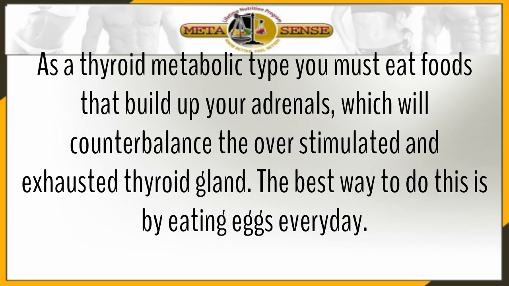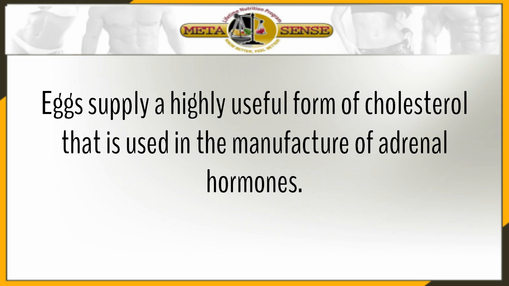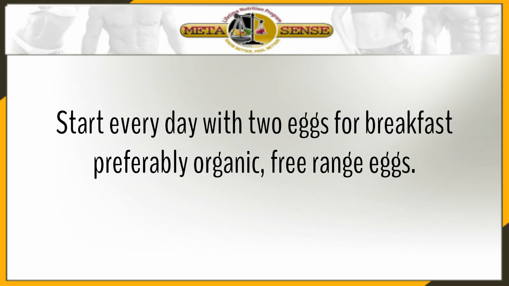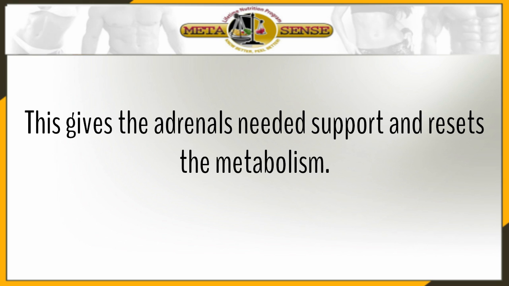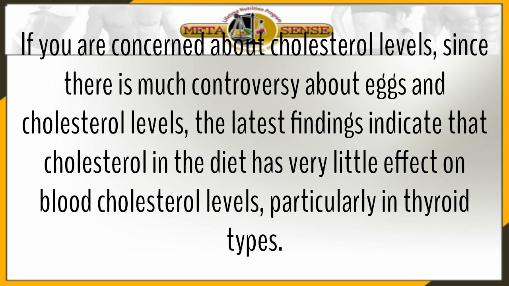As a thyroid metabolic type, you must eat foods that build up your adrenals, which will counterbalance the overstimulated and exhausted thyroid gland. The best way to do this is by eating eggs. Eggs supply a useful form of cholesterol that is used in the manufacture of adrenal hormones. Try to start each day with 2 eggs, preferably organic, free-range eggs. This will give the adrenals needed support and resets your metabolism.